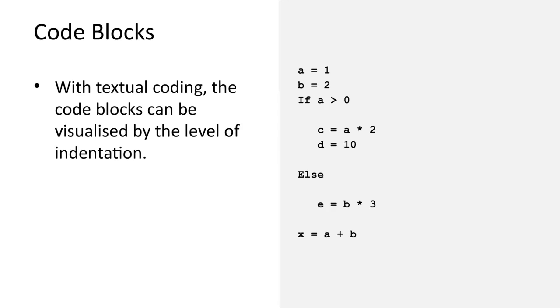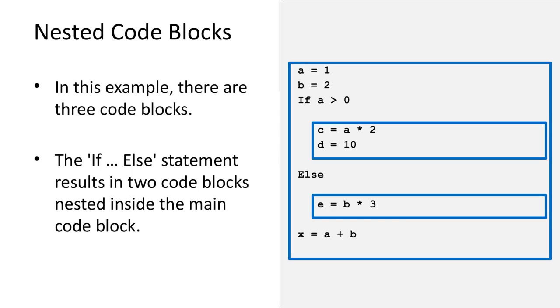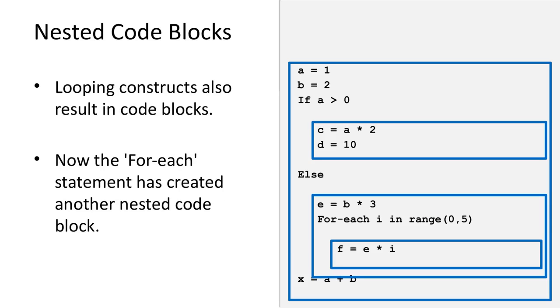Here is a similar structure in code. We can see the code blocks by the level of indentation of each line of code. We can see that there are still three code blocks. There is the main code block. Inside the main code block, there are two nested code blocks. The two nested code blocks result from the if-else statement. We can also add more control flow constructs, with deeper nesting. For example, here is a for each statement nested inside the if-else statement. We can see that the nesting is now 3 levels deep.